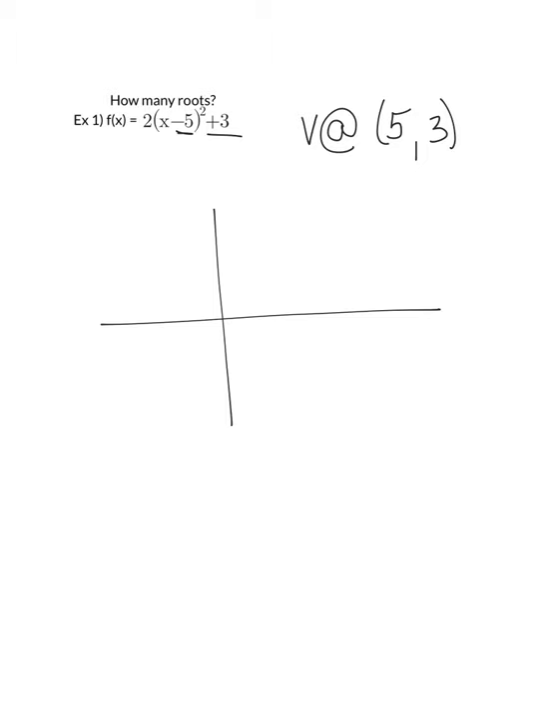I know that I have a vertex at positive 5, so over 5, and then up 3. Now I also know, because I have a positive a value or a positive 2 right here, that this parabola opens up. What I can clearly see is that since this parabola opens up and the vertex is above the x-axis, there's no roots.